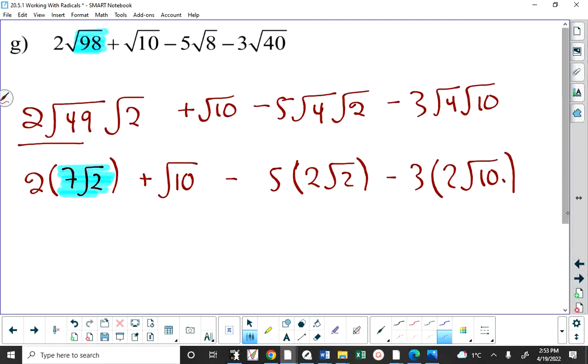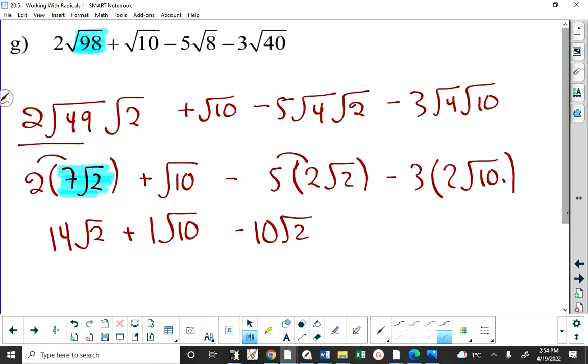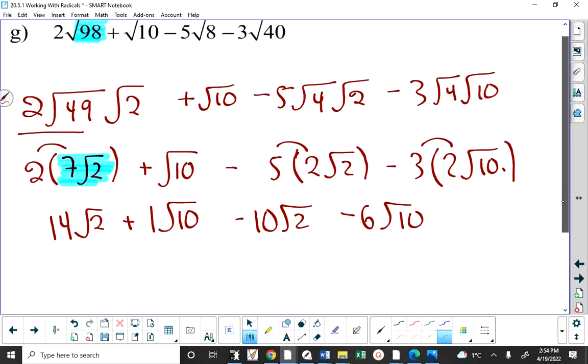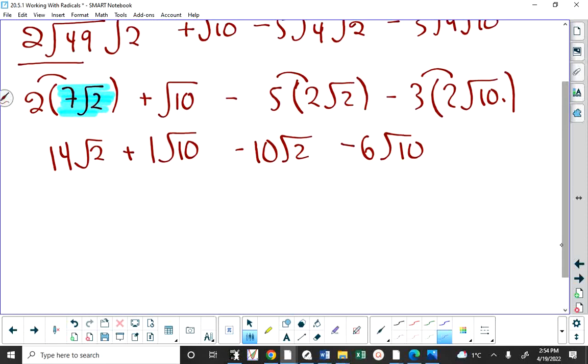What do we get? 14 root 2 plus 1 root 10 minus 10 root 2. I'm multiplying these numbers that are not part of the radicals. 3 times 2 is 6 minus 6 root 10. So 14 root 2's minus 10 root 2's is 4 of them. And then root 10 minus 6 root 10 is negative 5 of those. Any questions with that example?